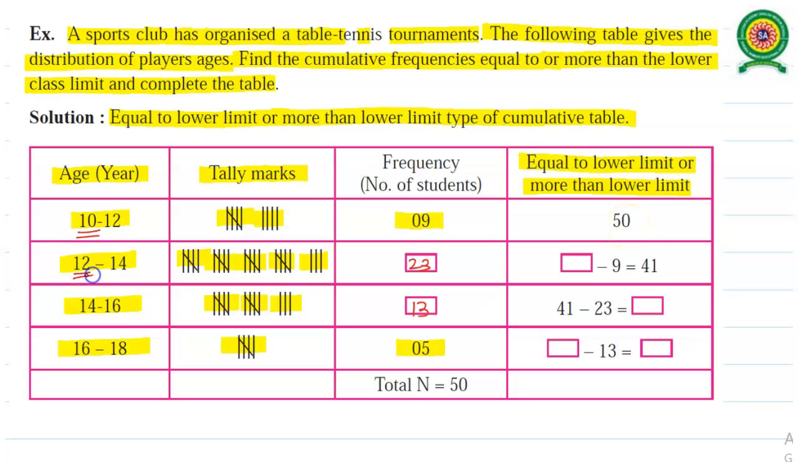Now above 12 years we have 50 minus 9, which is 41. Above 14 years, 41 minus 23 gives us 18. And at last, above 16 years we have 18 minus 13, which equals 5. So exactly 5 students have an age above 16 years. Hence we have here the greater than cumulative frequency.